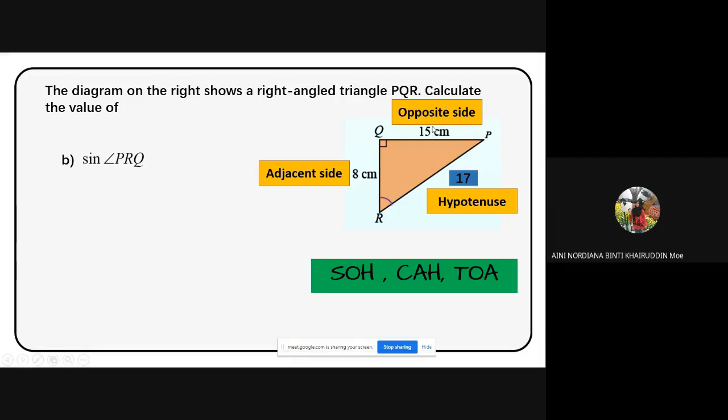Okay, before this, all these values were given, so you just write the answer. But now, you have to calculate the length first. For this example, you have to calculate the length of PR first. Then only you can answer this question. So just now I said 15 over 17. So this is the answer. Sine is opposite over hypotenuse. Opposite is 15, hypotenuse is 17.